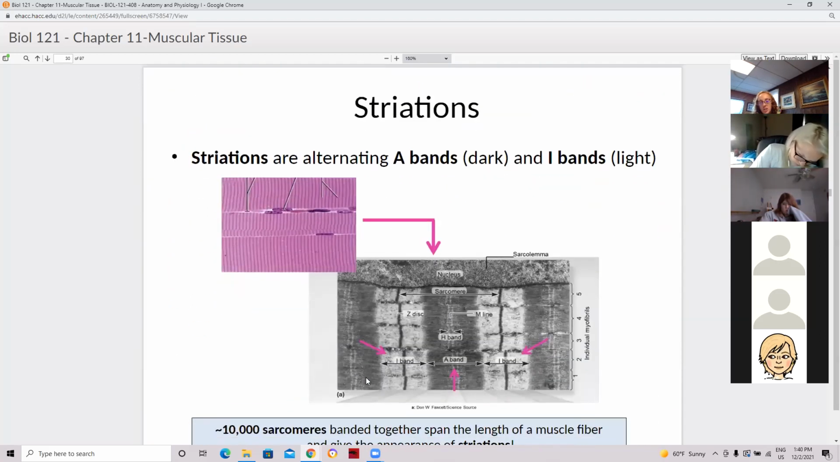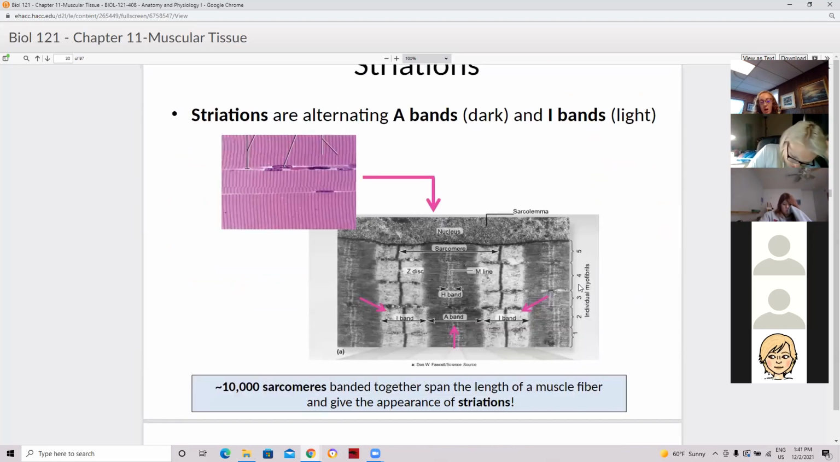So the striations are alternating A bands and I bands. A, remember, means dark. I bands mean light. Approximately 10,000 sarcomeres bound together span the length of a muscle fiber and give the appearance of the striations.